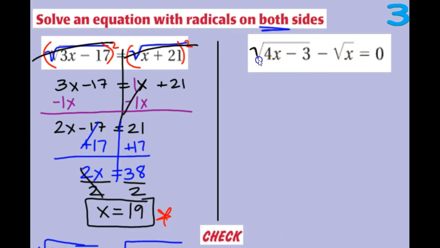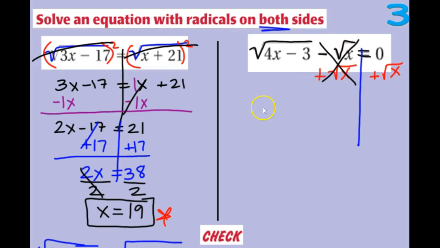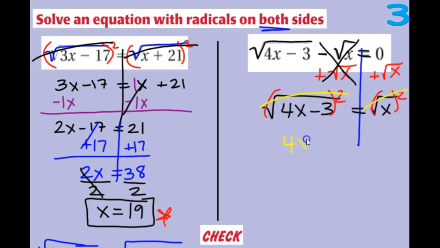Alright, next we have the square root minus another square root equal to 0. Well, on this last one I had square roots on both sides and I was able to square it to make them go away. So what if I just moved or added this square root of x over to the other side? Now I have, just like the last one, the square root of 4x minus 3 equal to the square root of just x over here. Now I can get rid of my square roots by squaring both sides. So those eliminate or cancel out and leave us with 4x minus 3 equal to x.